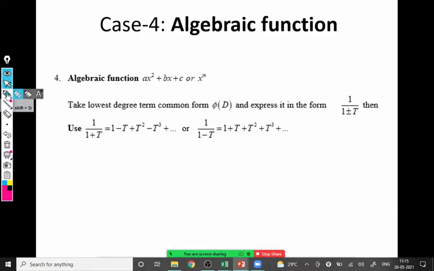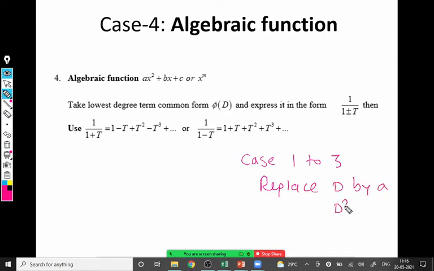Case number 4, we have algebraic function. So first, case 1 to 3. In case 1 to 3, actually we have replacement. Either we have to replace d by a, or d square by minus a square, or d square by plus a square, depending on trigonometry or hyperbolic. So those are the three cases. The first is exponential, second is trigonometry, third is hyperbolic. But case 4 is totally different. It is for algebraic function.